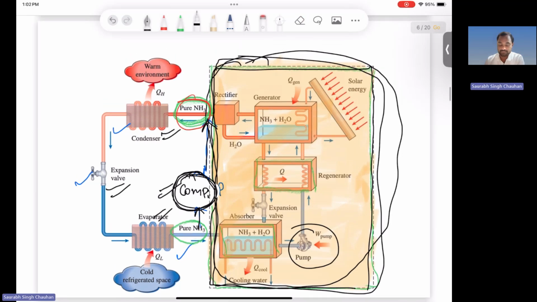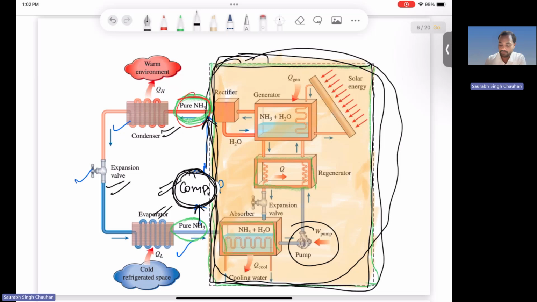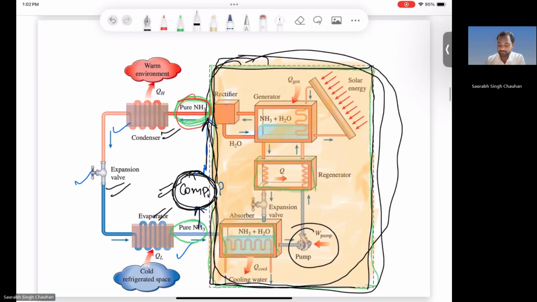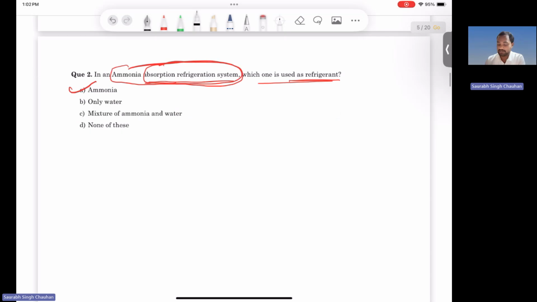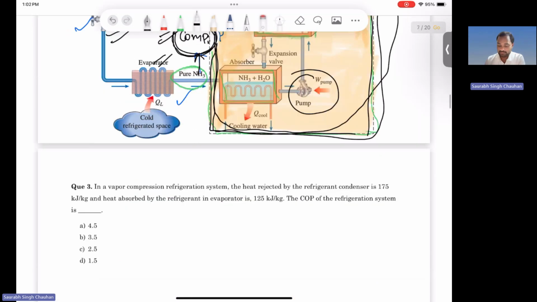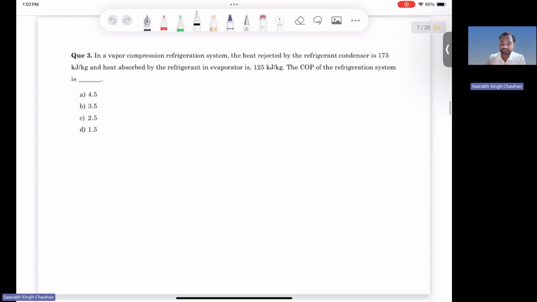So you will not have to provide that much energy. Okay, so I hope this is clear. Okay, and we can move ahead to the next question.